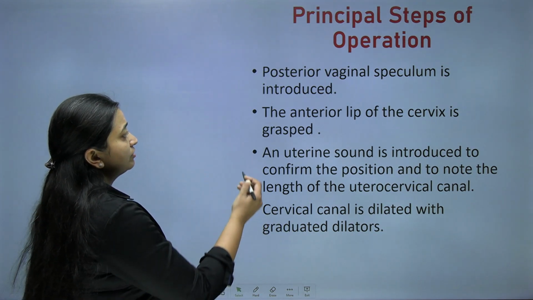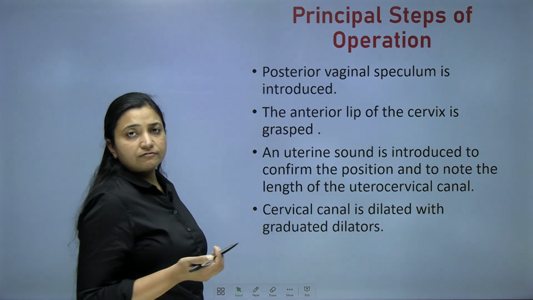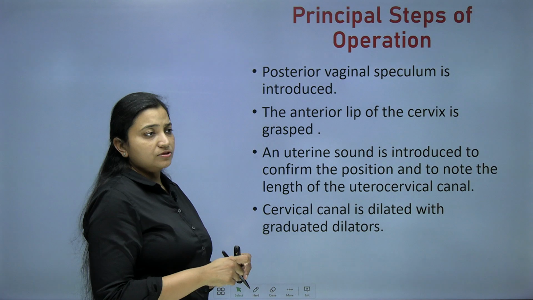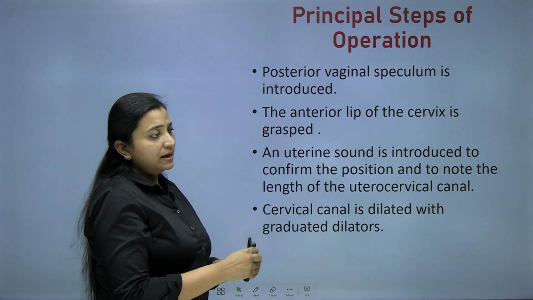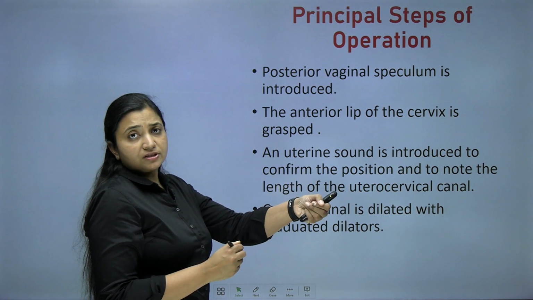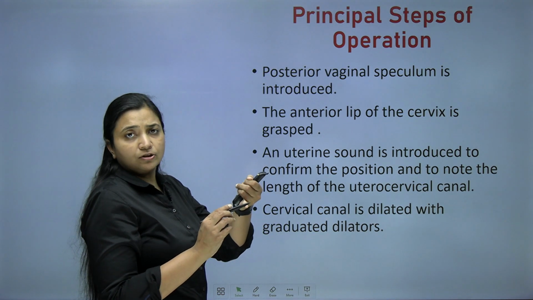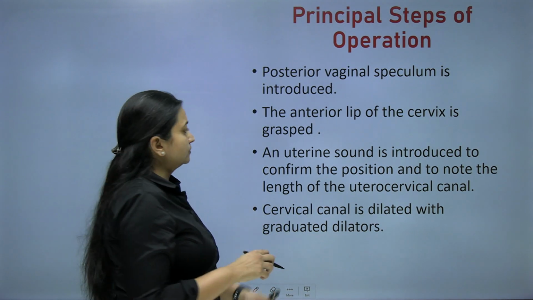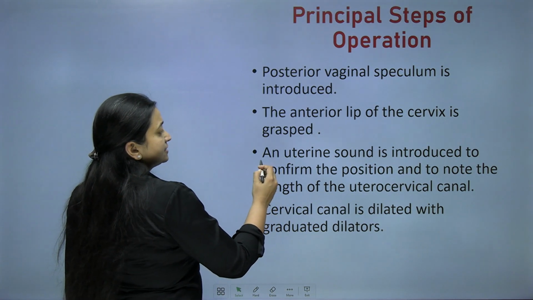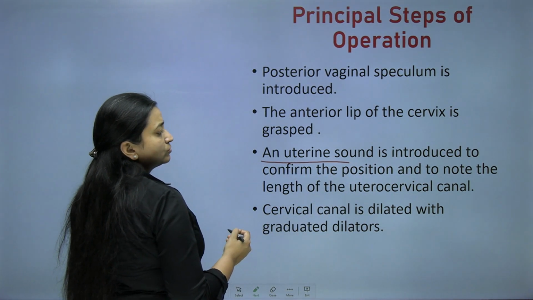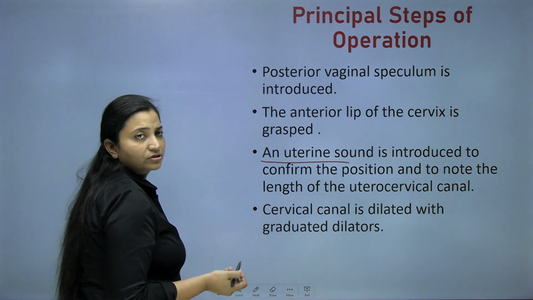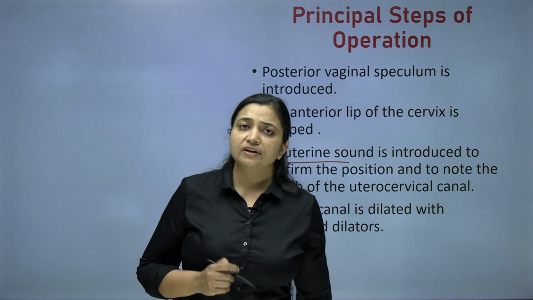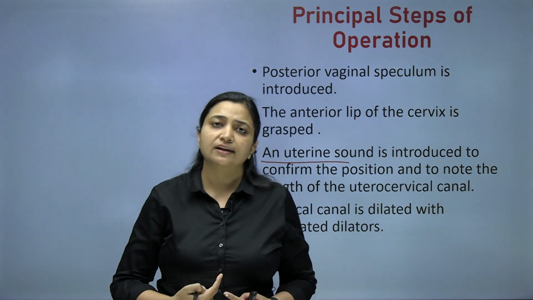Now, the posterior vaginal speculum is introduced. As we know, before any gynecological procedure, you will introduce the speculum and then hold the anterior lip of the cervix with the help of either a tenaculum or a vulsellum. All the instruments we have discussed in our prior lecture. A uterine sound is introduced to confirm the position and note the length, uterocervical length. I have discussed in my instrument lecture how to see the uterocervical length.